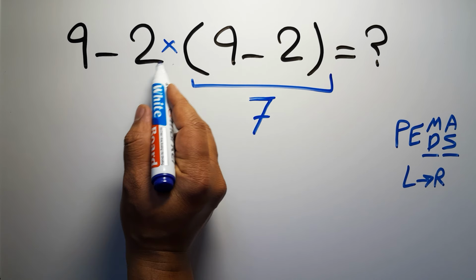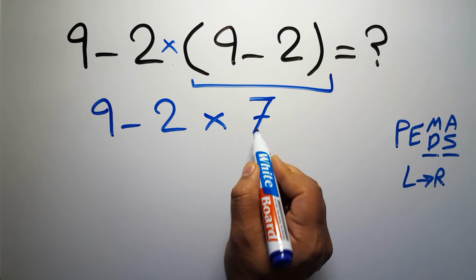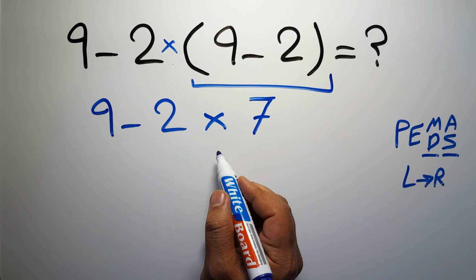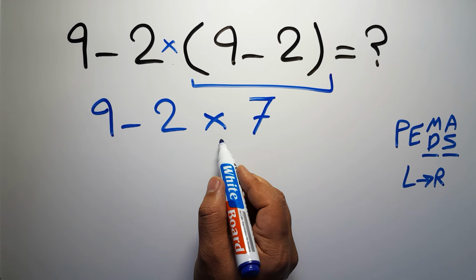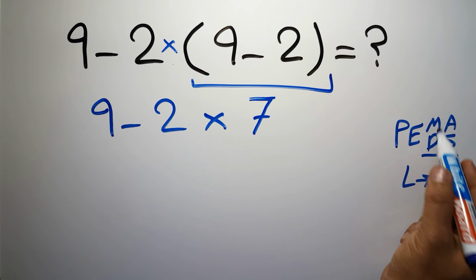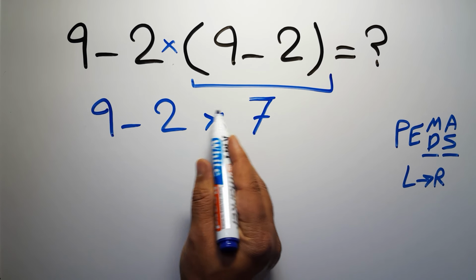So 9 minus 2 times 7. Now we have one subtraction and one multiplication. According to the PEMDAS, multiplication has higher priority than subtraction, because multiplication comes before subtraction. So here, first we have to do this multiplication.